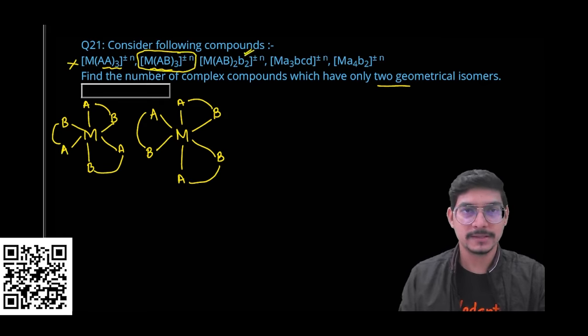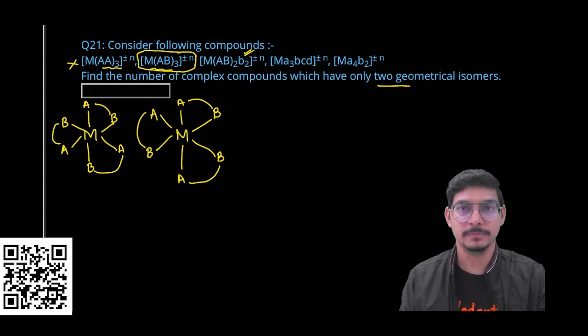If we consider the next one, MA2B2, which means there are two monodentate ligands of the same type and there are two unsymmetrical bidentate ligands.